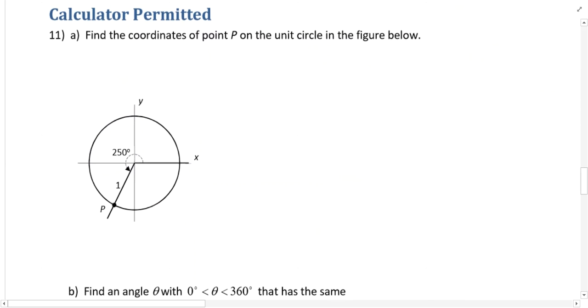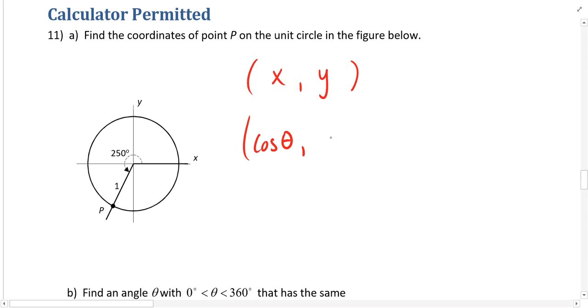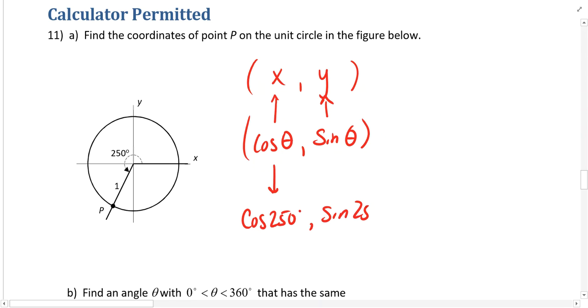So let's switch to the calculator permitted portion of this review. And we should be able to find the coordinates of the point P on this unit circle. We should recognize that while we're looking for x and y coordinates, those are simply computed by using cosine and sine, respectively. So if I compute cosine of 250 degrees and sine of 250 degrees, then the calculated result will provide the x and y coordinates of this position.